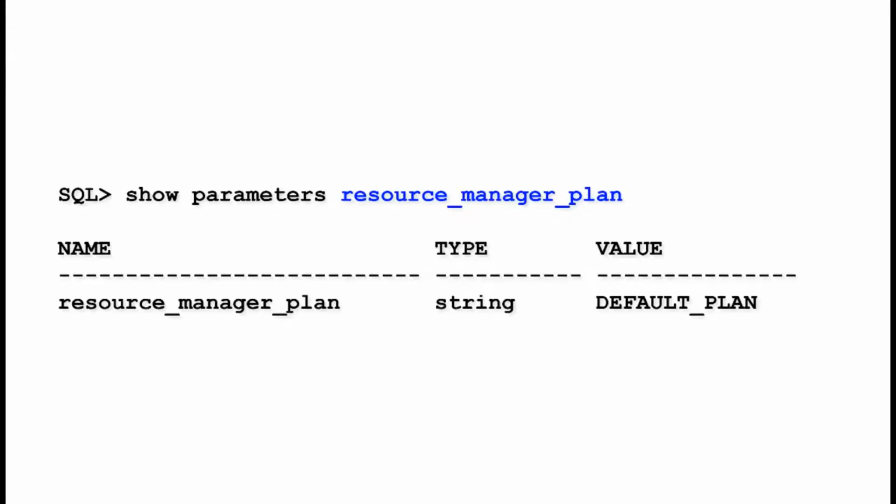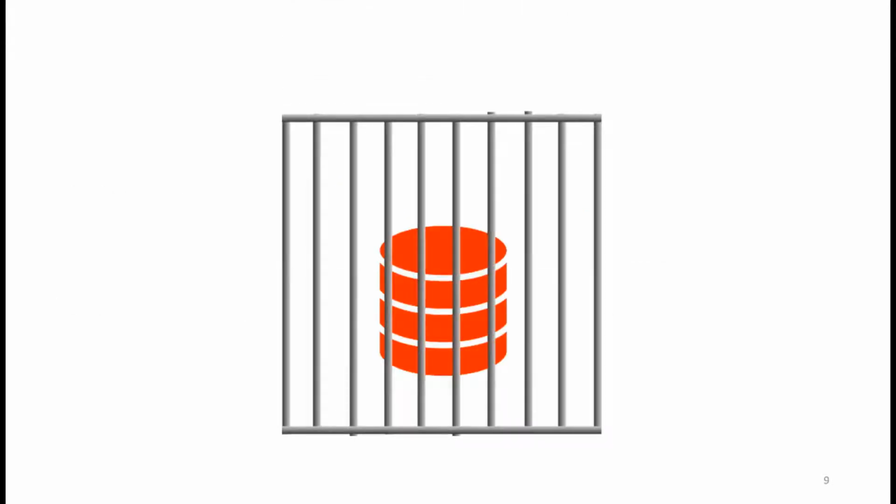The problem there, well, not problem, is if you have a resource manager plan set, and most databases will, they'll have it set to the default plan. The moment resource manager is active, and it's pretty much active out of the box, and you have CPU count set, what you've in fact enabled is a thing called instance caging. And this is a really cool facility. Instance caging is really, really cool to have.